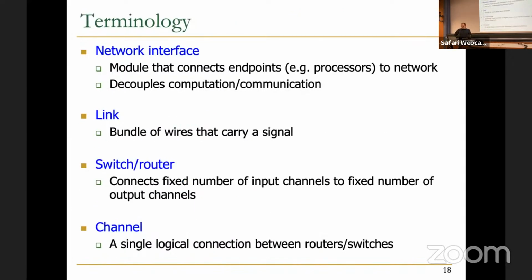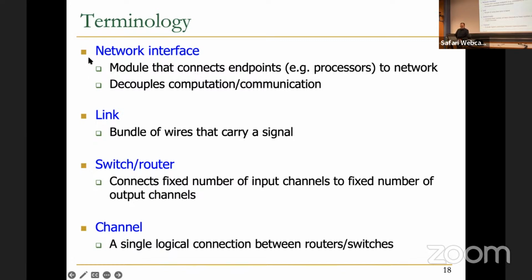Okay, good. Another important terminology is network interface, which is a module that connects endpoints, which can be processors or caches, to the network. Usually the network is considered as a network of routers, and each router should be connected to a cache, or to a processing element or a node. That can be a cache, processor, GPU, accelerator, whatever. In order to connect a router to the processor, there is a module named network interface. That network interface connects that router to that processor.